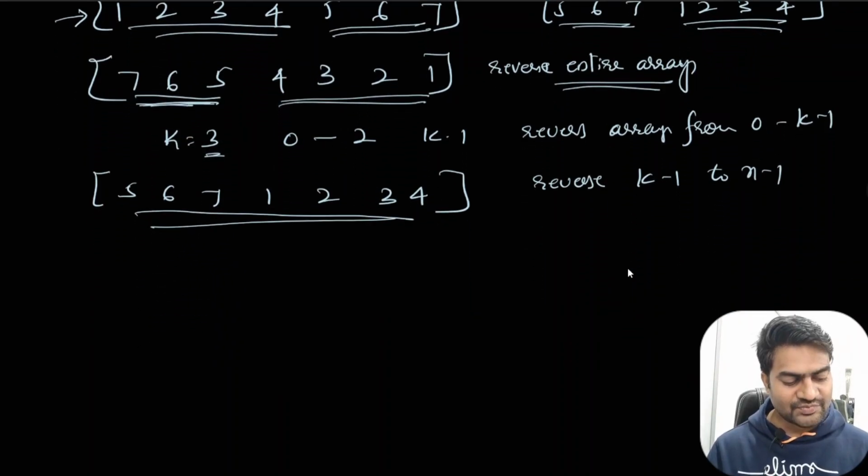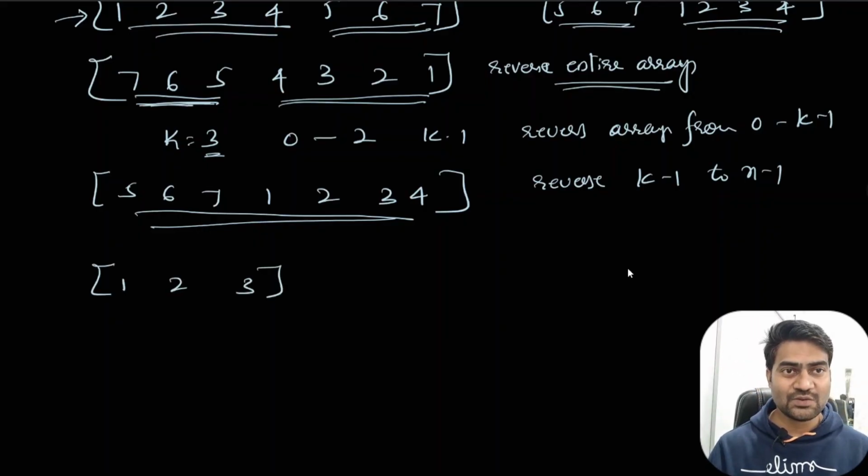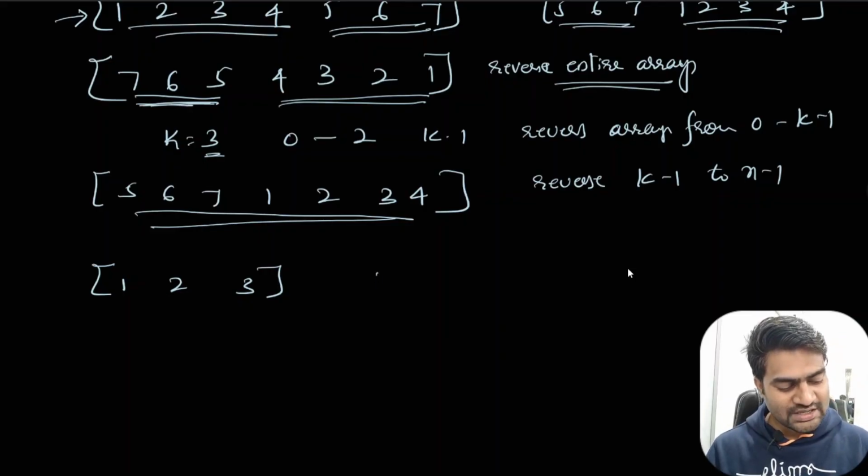Now we will also understand that this will be valid only if we do it in place. So it means we will have to reverse this particular array in place, not using extra space. So how to do that? Assume I have this small array 1, 2, 3. If I want to reverse this array in place, then I need to use the two-pointer technique.